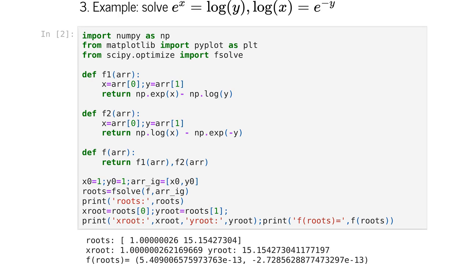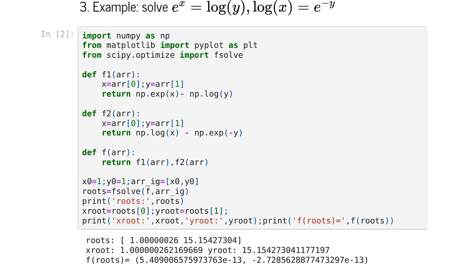The Python code mirrors the structure we saw previously. We import necessary tools, including fsolve. We define f1 that takes an array, unpacks x and y, and returns the expression for the first rearranged equation. We do the same for f2 with the second rearranged equation.